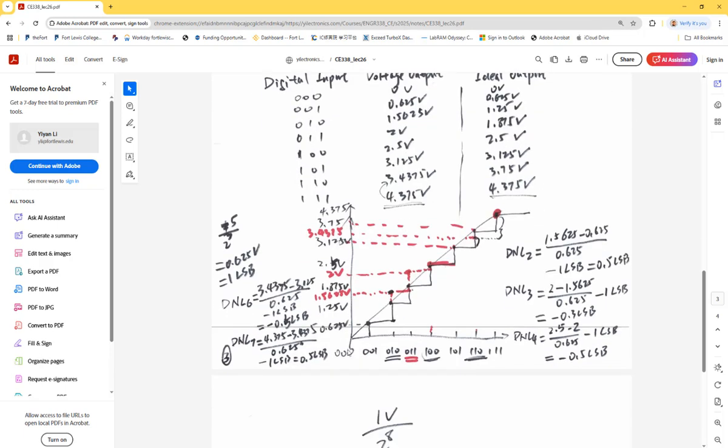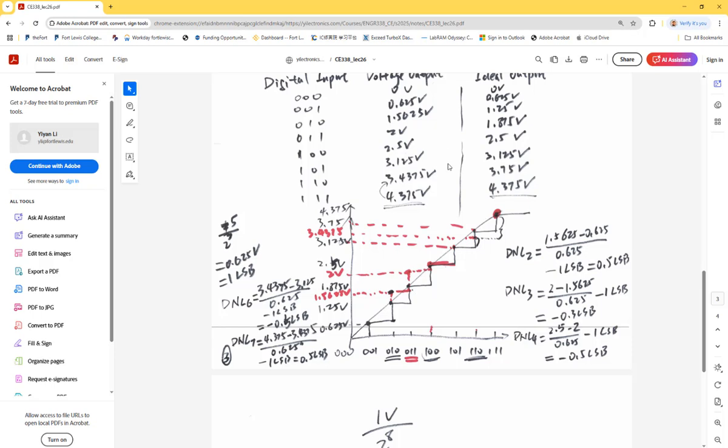Firstly, I plotted all the axes because the DAC has digital input and analog output. So the digital inputs are pretty much fixed, nothing to change, from 000 to 111, just plot them. And then I labeled all the ideal outputs over here. Then I drew all the stairs, and the straight line is the ideal straight line across all the ideal values.